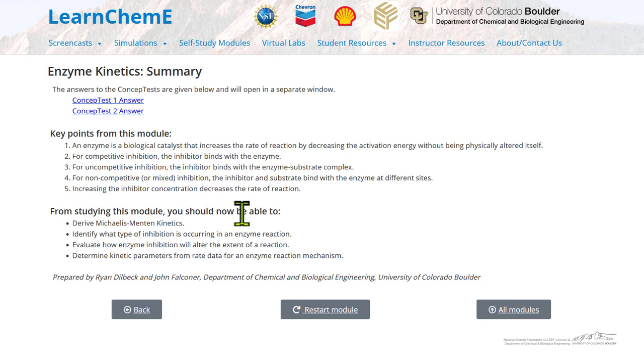So the idea is that if you work through each of these steps in about an hour, you should have a much better understanding of enzyme kinetics and how inhibitors affect the rate of reaction for enzymes.